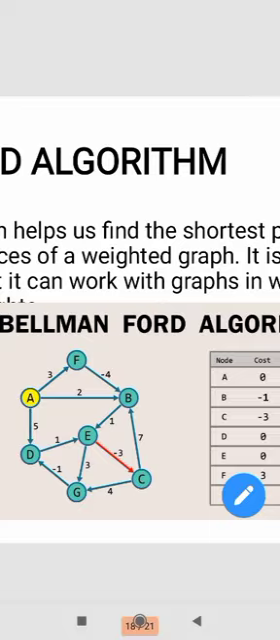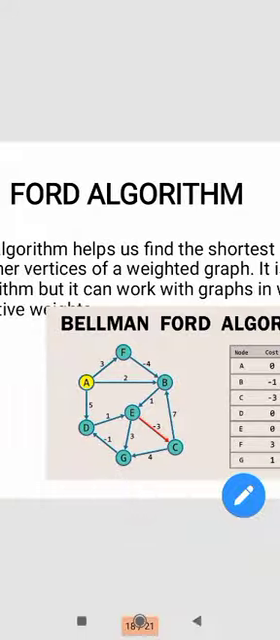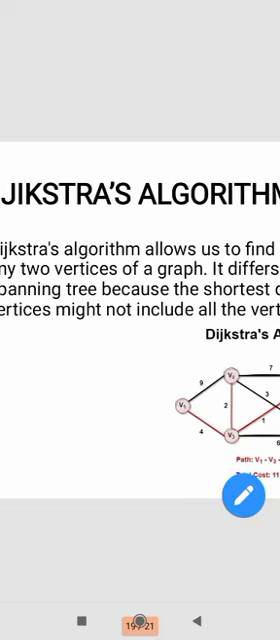Next, E to G. 3 plus 3, the value for G will be 6. Next, E to C, 3 minus 3, 0. The value for C will be 0. And for G, G to D, 6 minus 1, 5. Already the value of D is 5. So update the values. That is called Bellman-Ford algorithm.